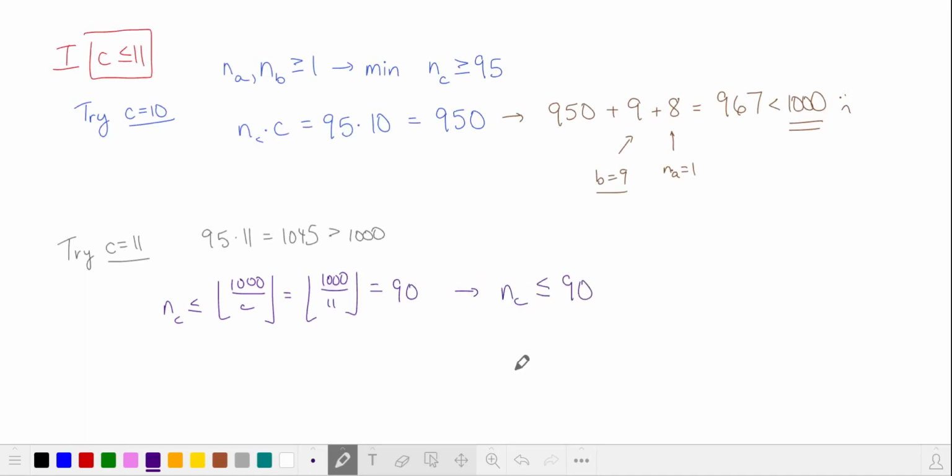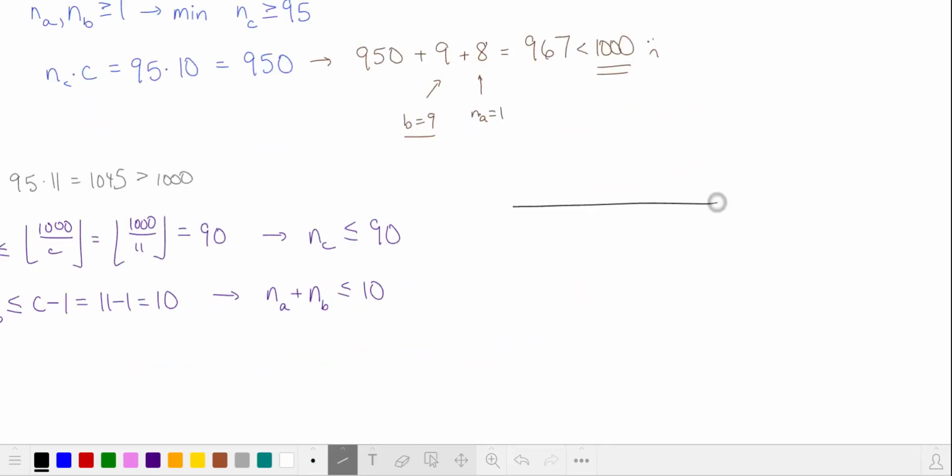So NC is less than or equal to 90. The number of stamps valued 1 cent or B cents must be less than or equal to C minus 1. So this inequality is less than or equal to 10. We can list these out with a table. NA plus NB can be as high as 10, which means NC has to be 87 in order for these to add up to 97.